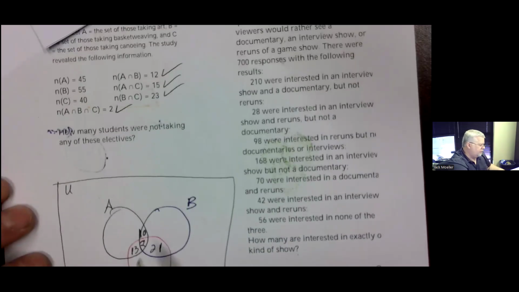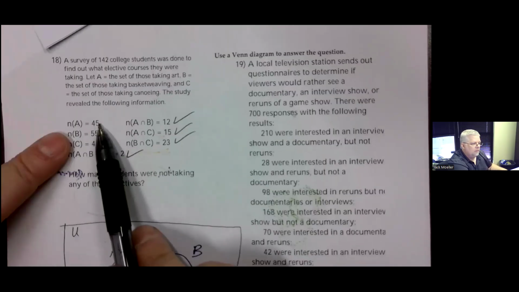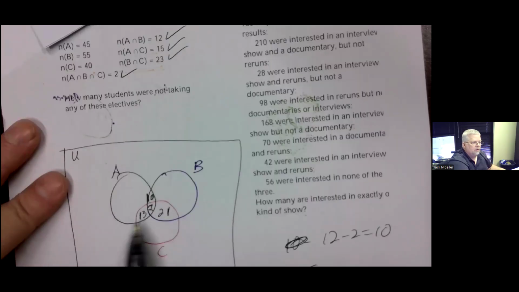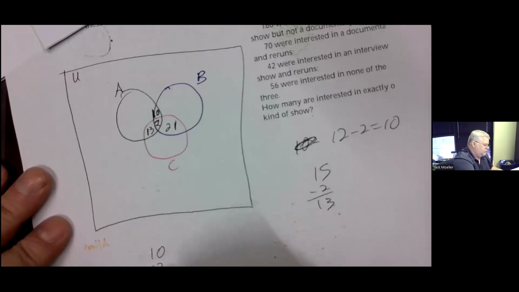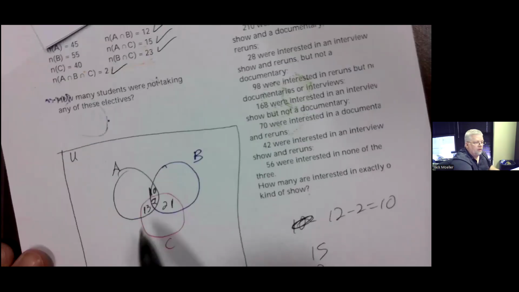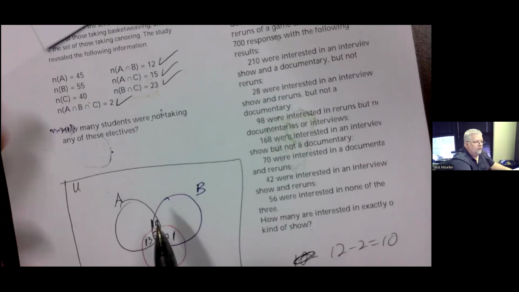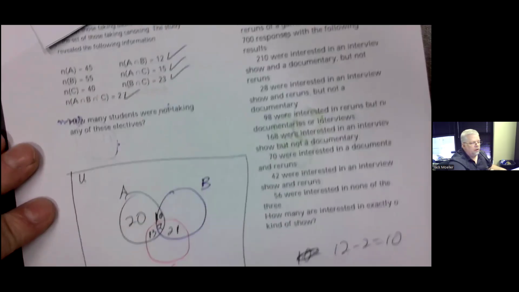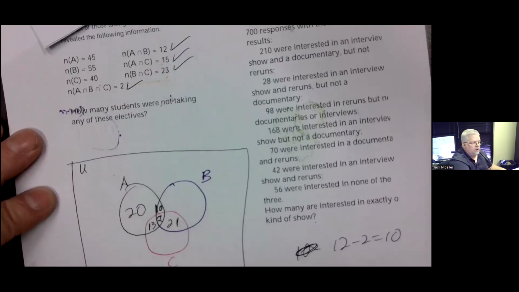And so now if you go back to the number of A, so there's 45. Well, there's 45 in this entire circle. We've accounted for 10 and 2 and 13. So that is 25. So we've accounted for 25 already. There's supposed to be 45 in there. So 45 minus 25 is 20. So 20 goes there. So that circle adds up to 45.